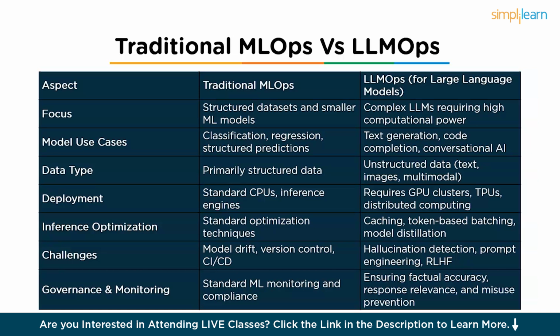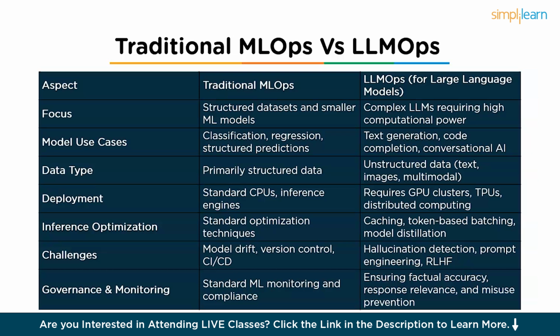Now, another key distinction lies in deployment strategies. Traditional machine learning models can often be deployed on standard CPUs and inference engines. In contrast, LLMs require GPU clusters, TPUs, or distributed computing frameworks to handle large-scale processing. Optimizing inference for LLMs involves caching, token-based batching, and using model distillation techniques to reduce computational costs.